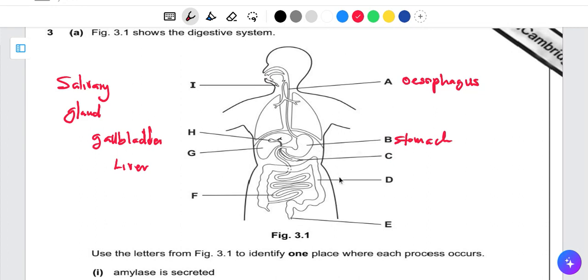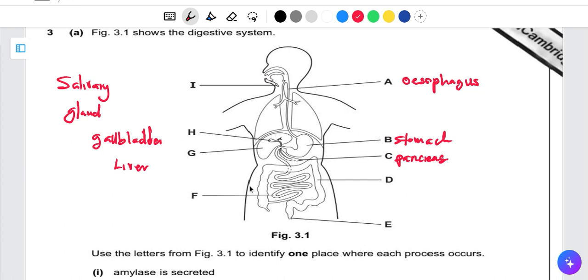Then this is the pancreas. So the pancreas has two functions, falling under endocrine as well as exocrine. For endocrine, it secretes hormones, that is glucagon as well as insulin. And then when it comes to exocrine, it secretes the digestive enzymes like the pancreatic juice as well as lipase.